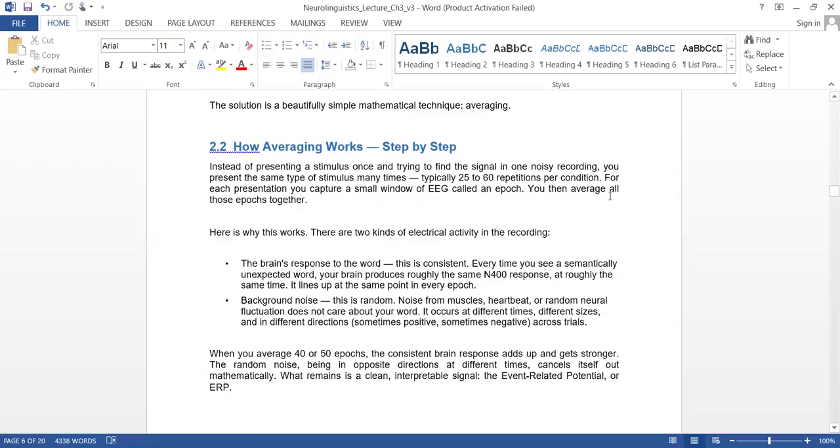Instead of presenting a stimulus once and trying to find the signals in one noisy recording, we present the same type of stimulus many times, typically 25 to 60 repetitions per condition. Now, there are two things which you really need to understand here. Number one, what is a condition?